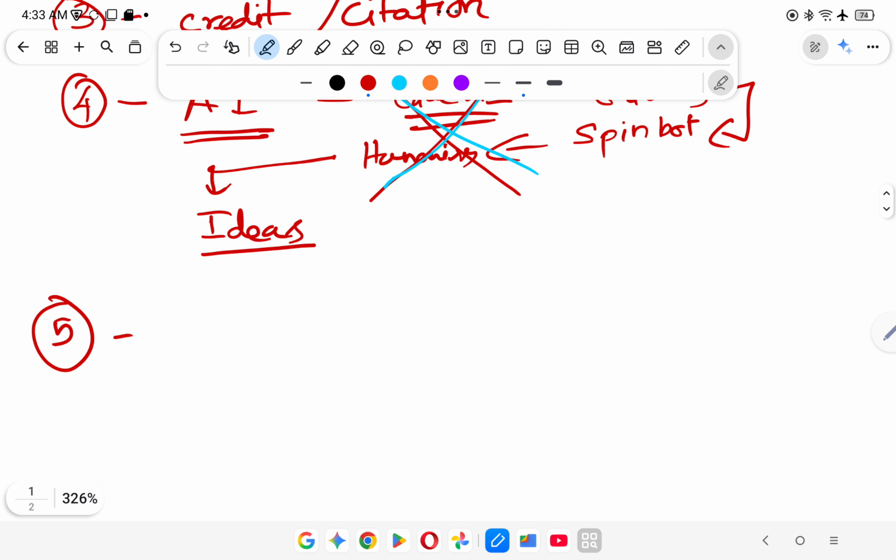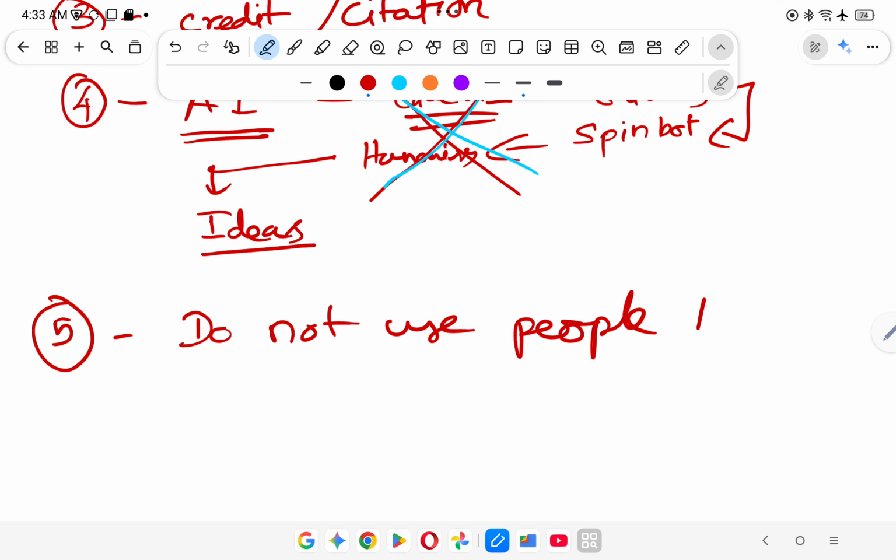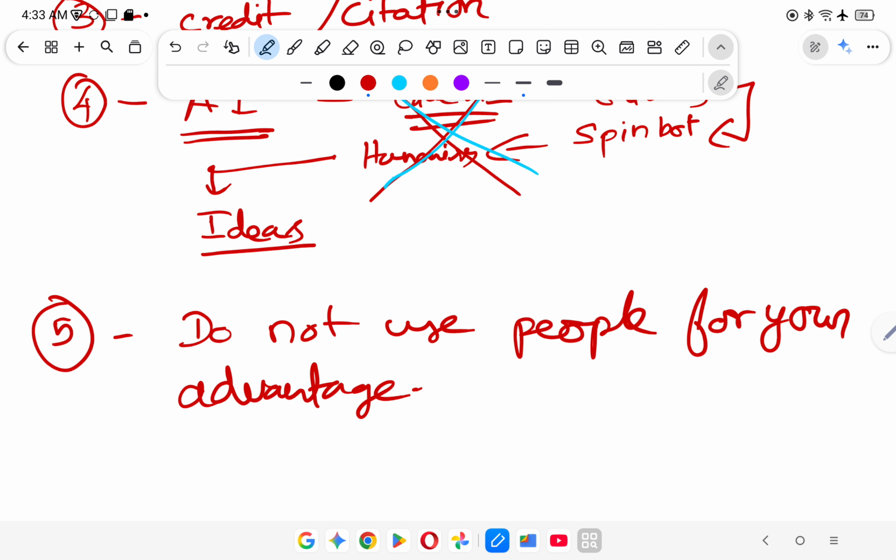Then certain examples, like, do not use people for your advantage. Say you are doing research on some politically sensitive topic. You shouldn't use the person's name. Or say the person is below 18 years of age. We'll come to this later. It has to be anonymous. You have to follow anonymity.